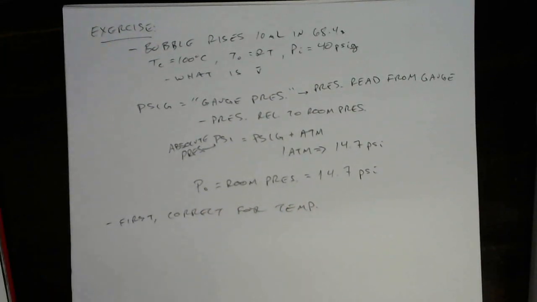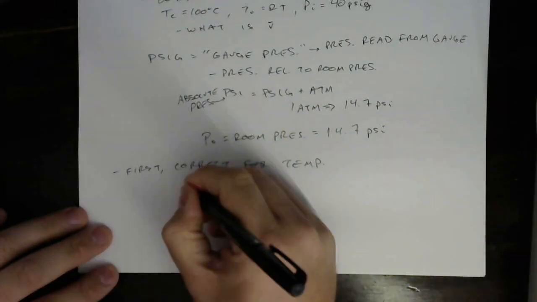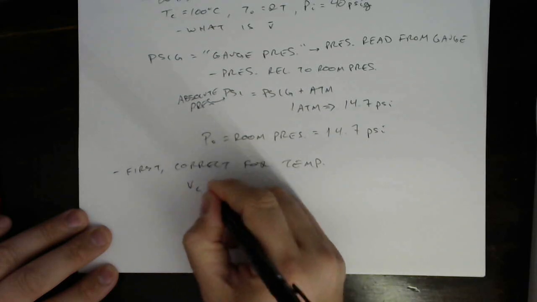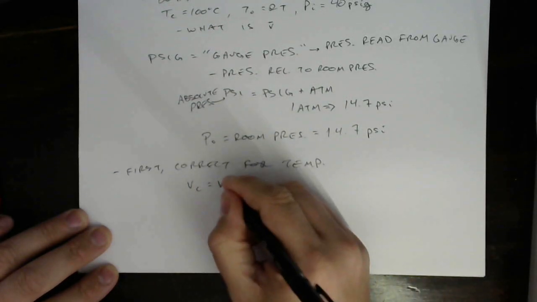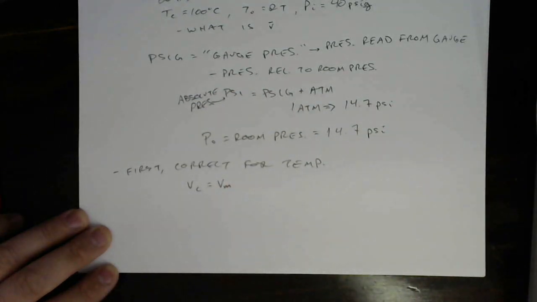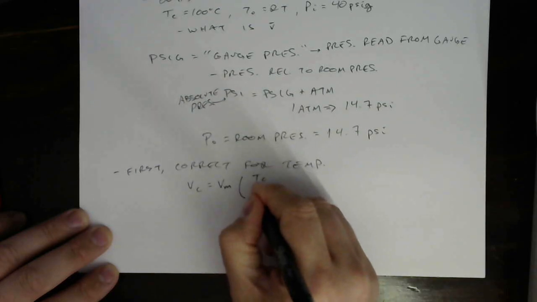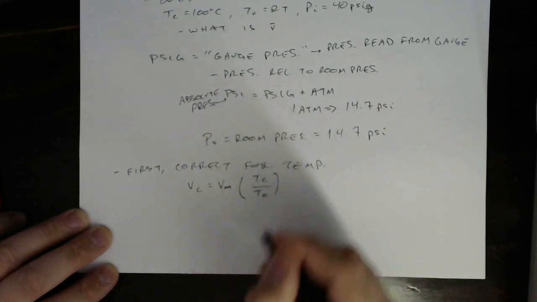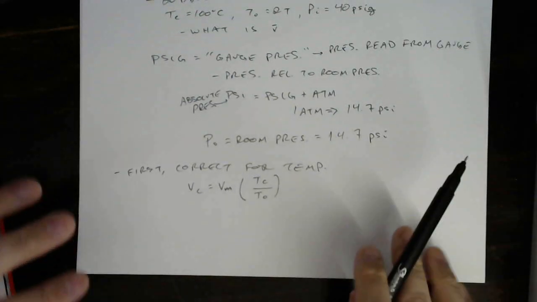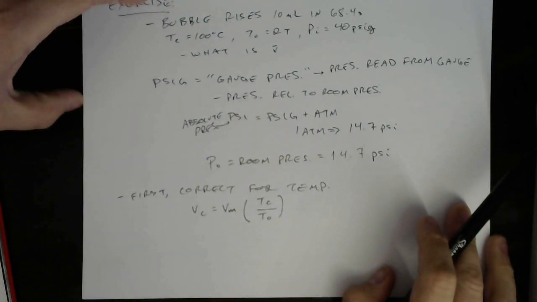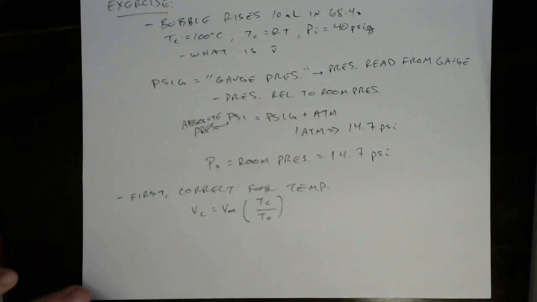Correct for the temperature. This is the mathematically simpler one, right? This is that the volumetric flow rate on the column is equal to the volumetric flow rate at the outlet that we measure times this ratio of absolute temperatures, Tc over T0. So let's get this VM out of the way. We know that the bubble is rising 10 mils in 68.4 seconds.